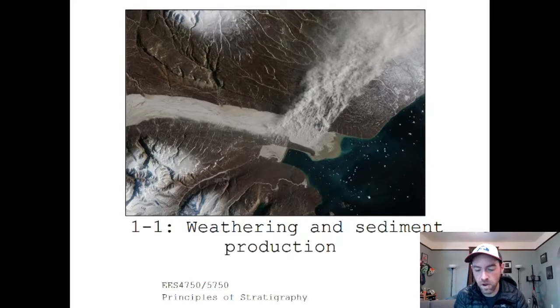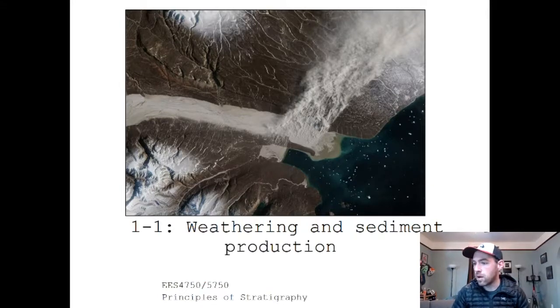This course is going to follow what we would call a source to sink structure, in a sense, where we'll start with where the sediment comes from, how it moves, and how it gets deposited, and ultimately how we can read the stacks of deposited sediment.